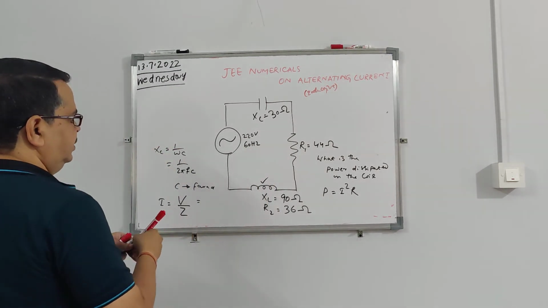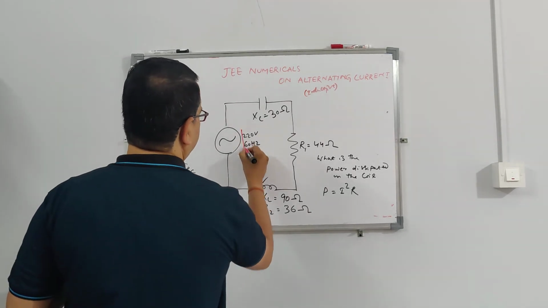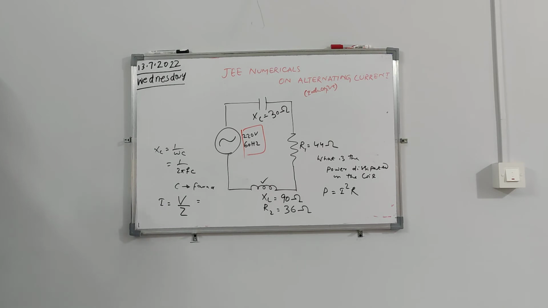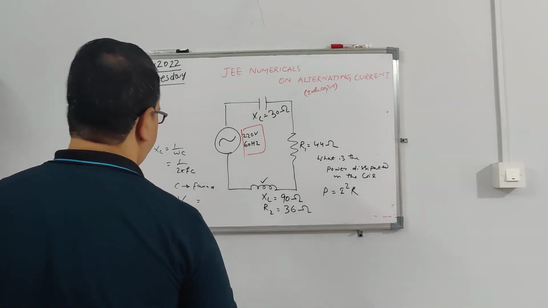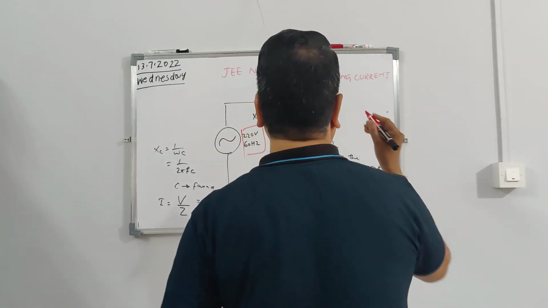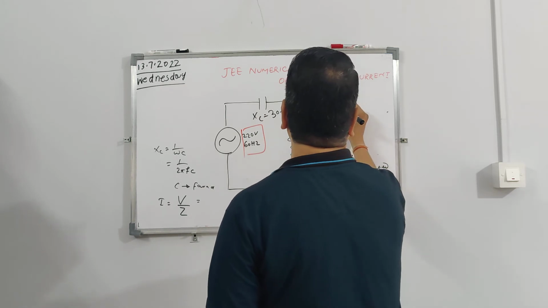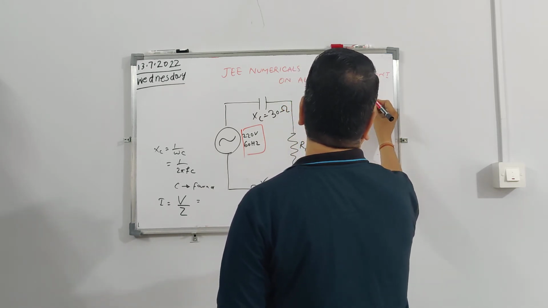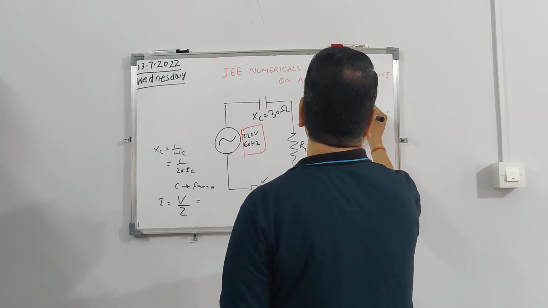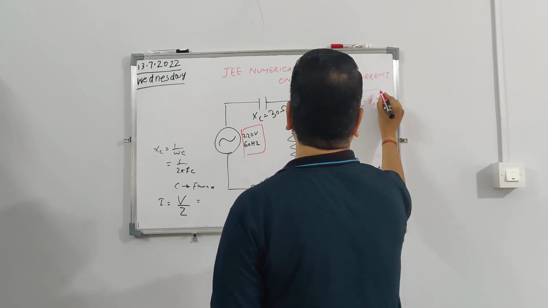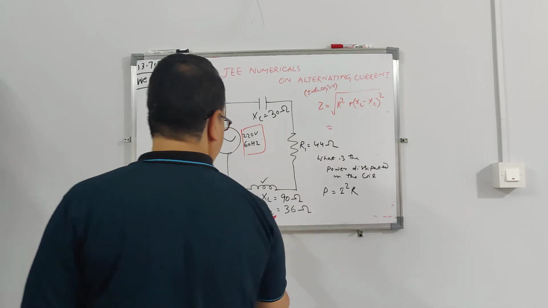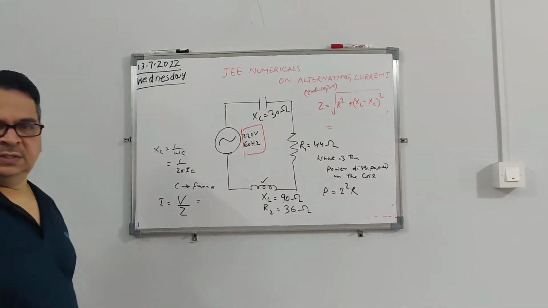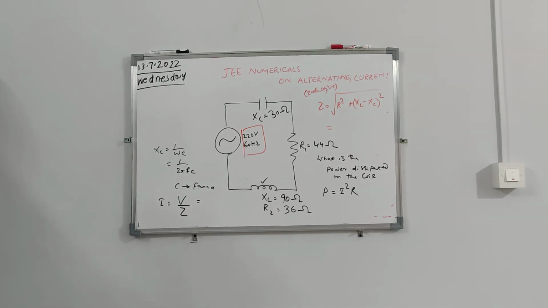So this is my voltage and frequency. This is the 220 volt and 60 hertz. First I have to find out what is my Z. Z is equal to the square root of R squared plus (XL minus XC) whole squared. Now this R is nothing but there are two resistors, these two in series, so I just have to add them.